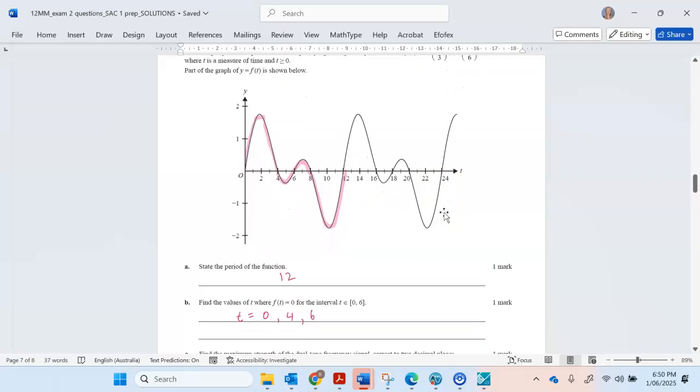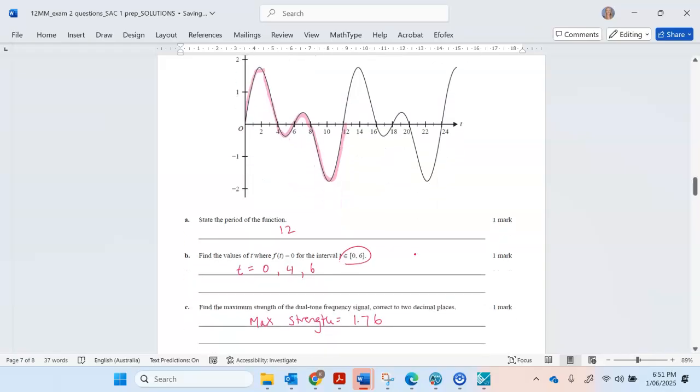All right, find the values of t where f of t equals 0. So that basically means your x-intercept, but we're only going from 0 to 6, including. So an easy question. We're going from 0 to 6, and we've got 0, 4, 6. When I first did this, I kept doing all of them, and I was like, oh, this is so time consuming, why would they make me do this? I just didn't read the question properly. I had to make sure I was going from 0 to 6.